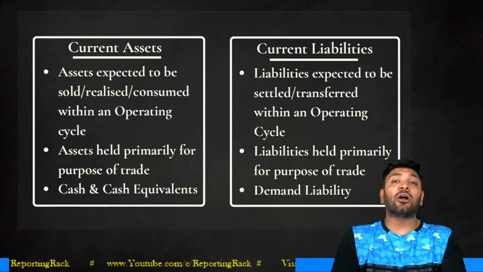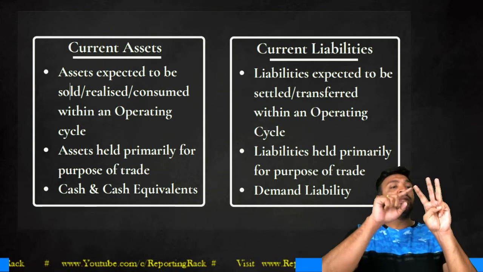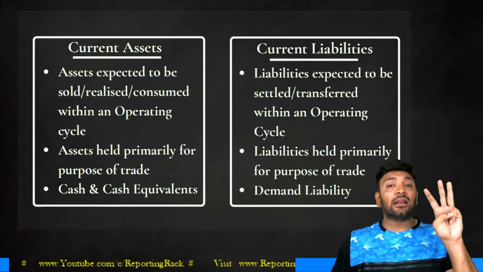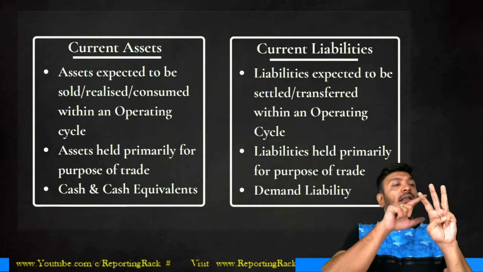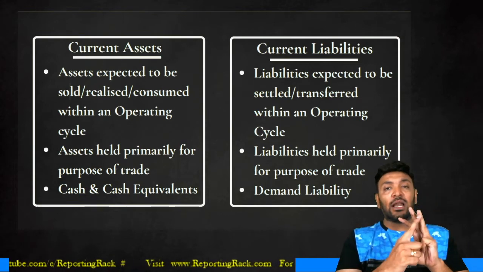So whenever I talk about current assets and current liabilities, I'll define a current asset in three parts. An asset expected to be sold, realized or consumed within an operating cycle. An asset primarily held with the purpose of trade, and cash equivalents.